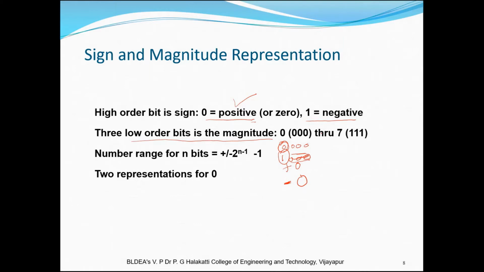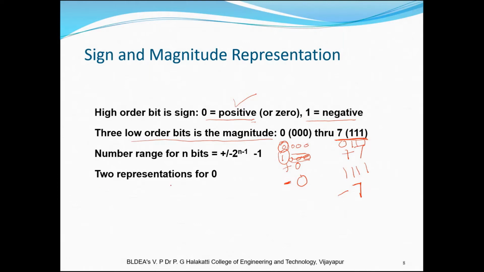So similar to this, we have 7 here. So 111 stands for 7. So 7 is represented here. But if it is 0, 111, this will be plus 7. If it is 1, 111, then it will be minus 7.